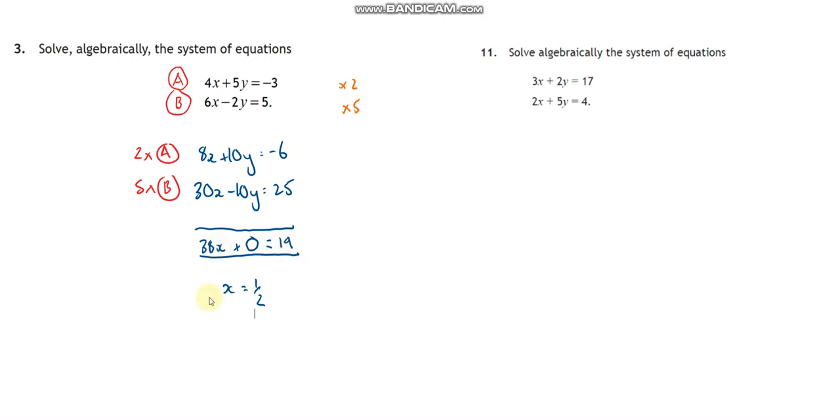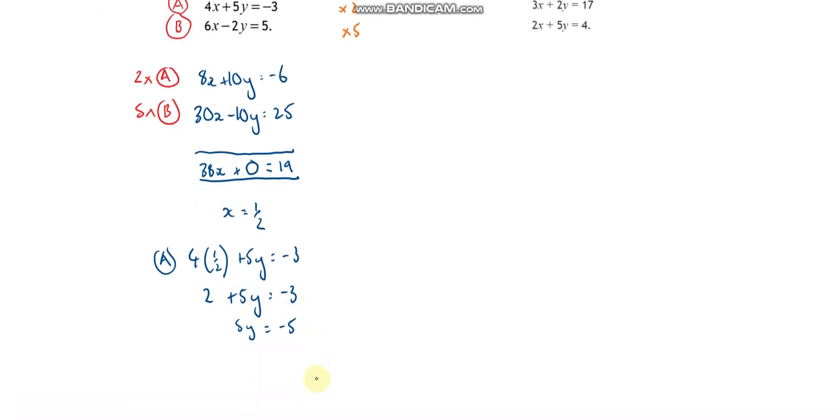To get your y, substitute it back in. Let's do equation A. Substitute in, I've got 4, and instead of x, I'm going to put a half, plus my 5y is equal to negative 3. So 4 halves are 2, plus your 5y is negative 3. I want y on its own, so I'm going to get that 2 to the other side. Well, that looks good. So y is going to be equal to negative 1.